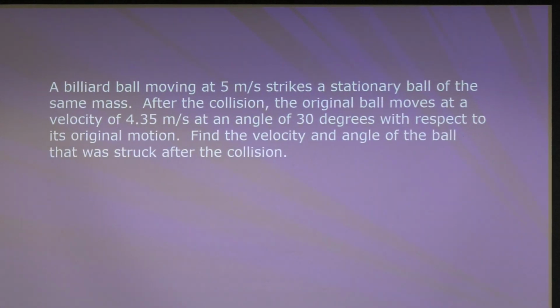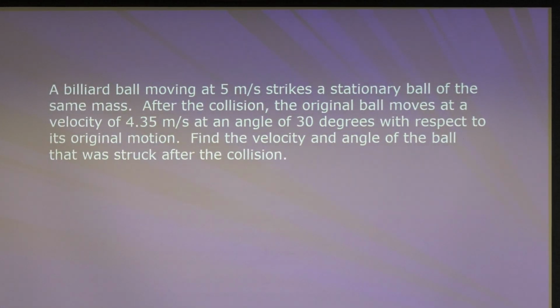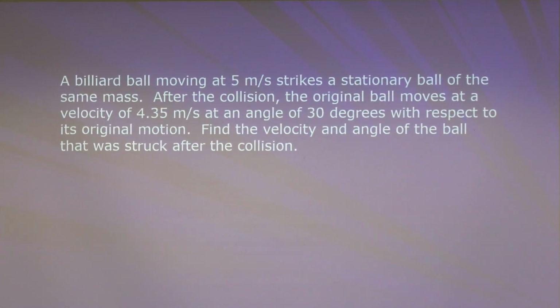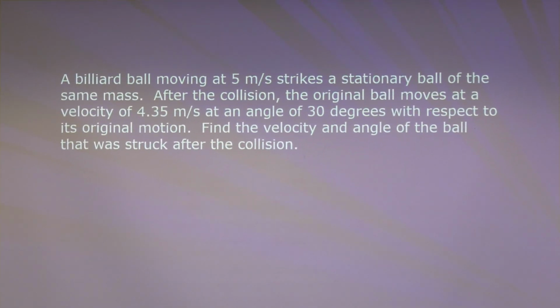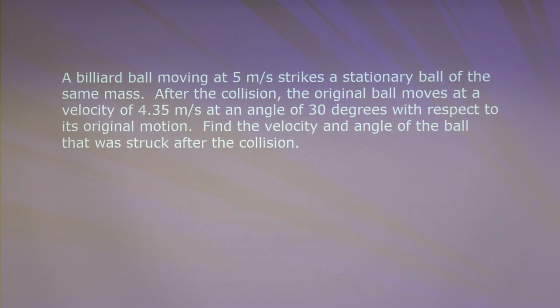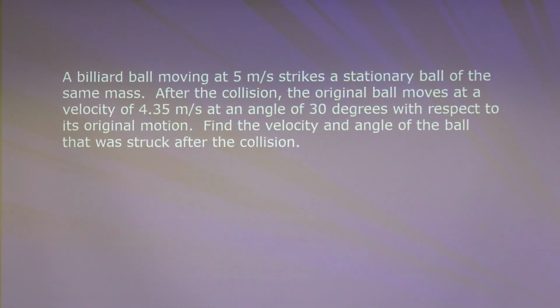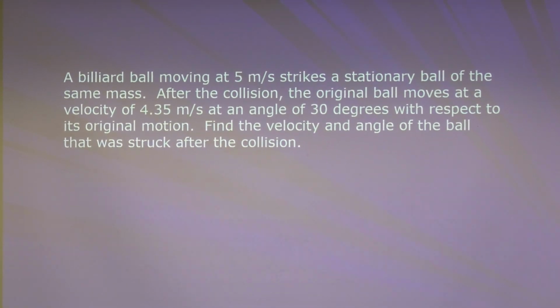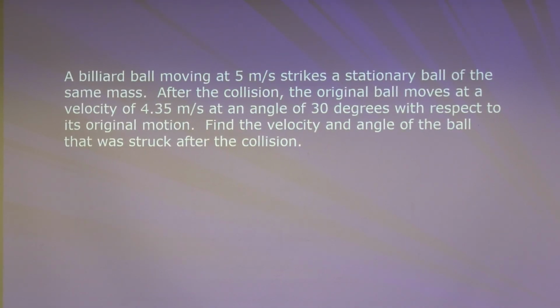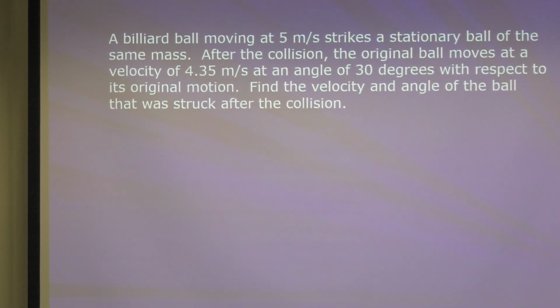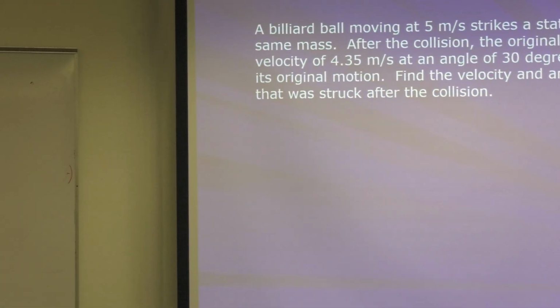A billiard ball moving along the horizontal plane, so an isolated system. A billiard ball moving at 5 meters per second strikes a stationary ball of the same mass. After the collision, the original ball moves at a certain velocity at some angle, and the other one moves at another angle. That's all. So find the velocity and angle of the ball that was struck.